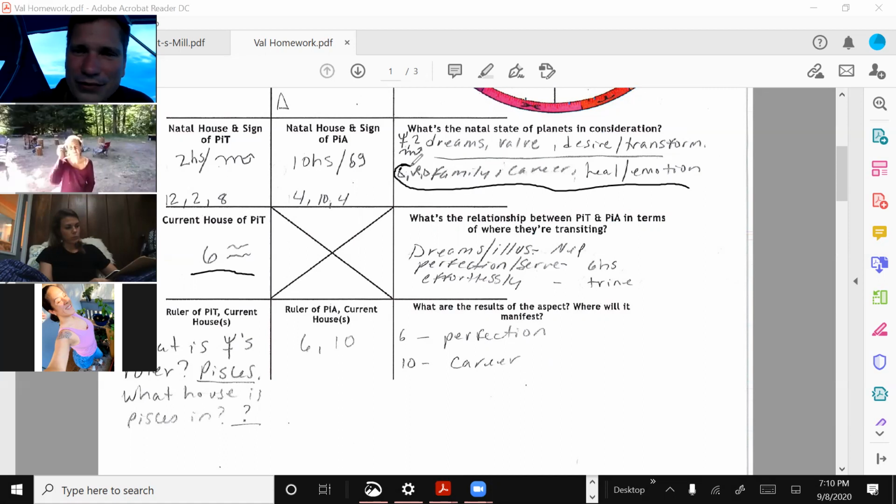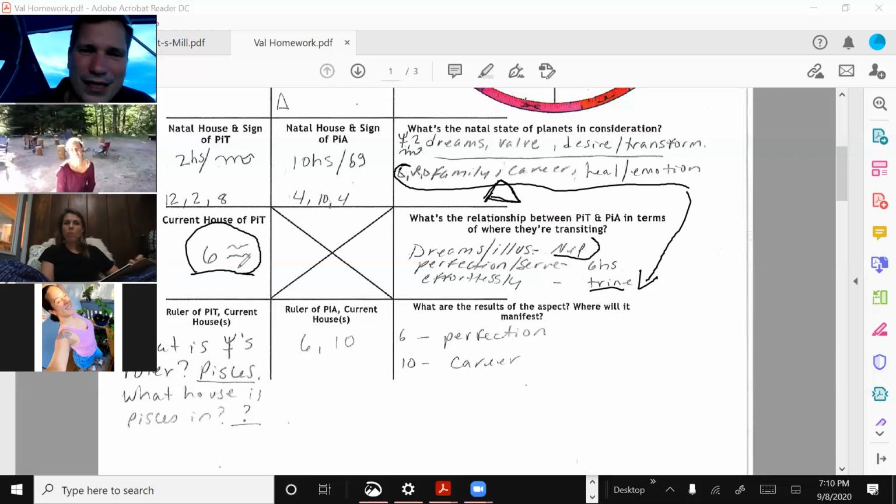So the dreams and illusions equals Neptune. Perfection, service is the 6th house, which is Virgo, and effortlessly means trine. Exactly, right. So then that's supporting. You bring that down here somewhere, and you show that Neptune is coming through your 6th house, and it's supporting the dreams, mainly your dreams.